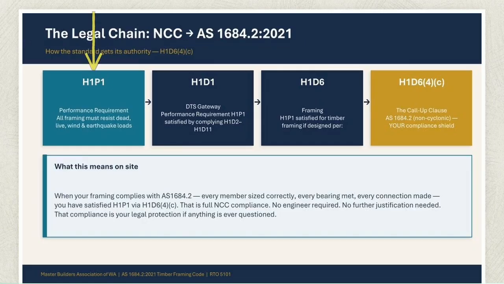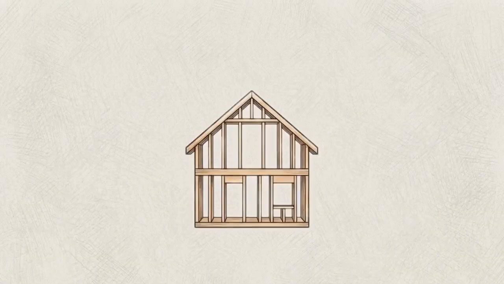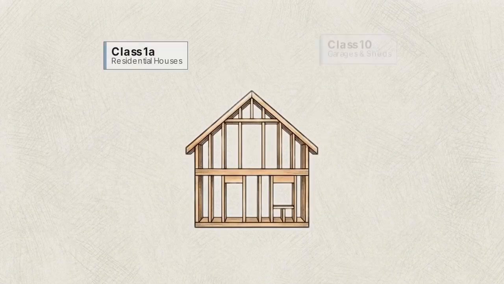By satisfying the H1P1 performance requirement through the H1D6 4C call-up clause, the builder achieves full NCC compliance. This creates a legal shield, removing the need for additional engineering justification. This protection is limited to Class 1A and 10 structures.